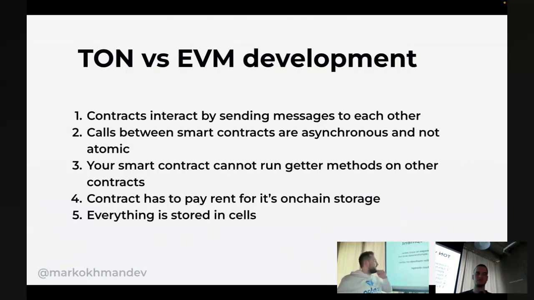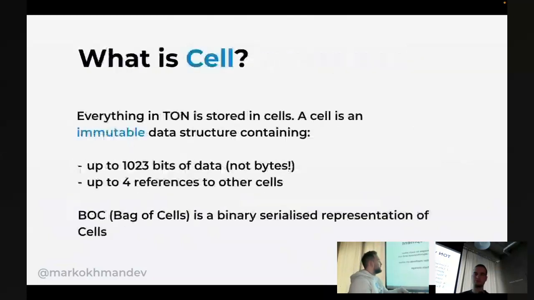Everything is stored in cells. This is just a recap of what we talked about for the last 15 minutes. We can go to the next slide. So what is a cell? This is what Vlad already said, that everything in Ton is stored in cells. A cell is an immutable data structure. You cannot edit a cell. You always get a cell that you are reading, and you cannot write back. You will have to create a new cell and replace the old cell with the new cell.